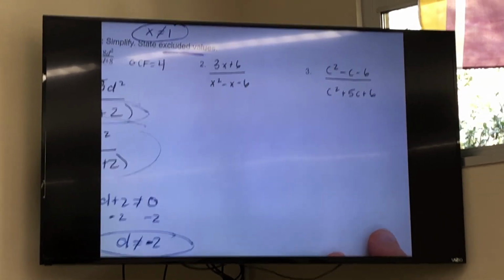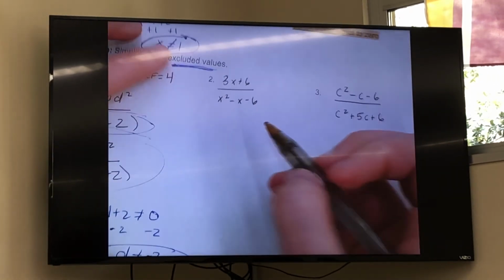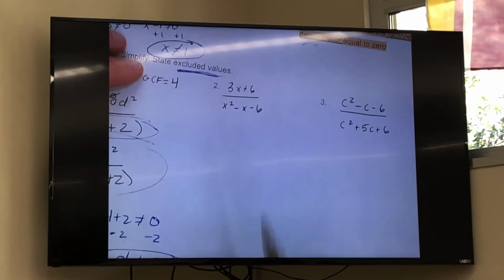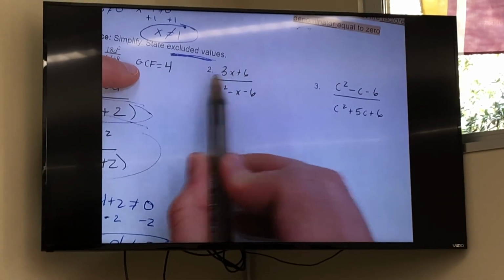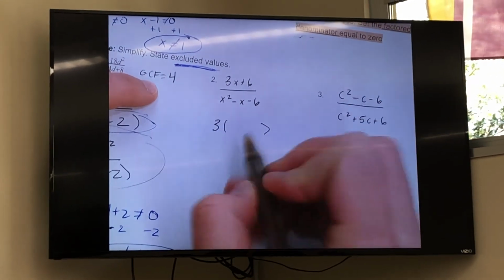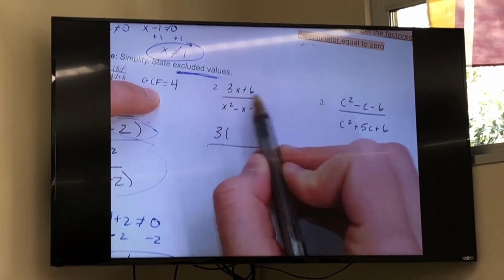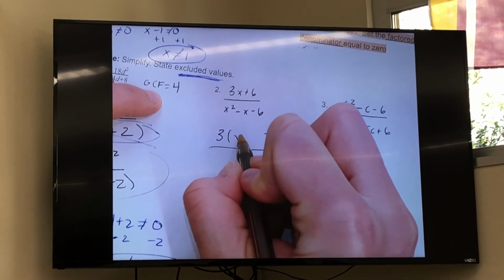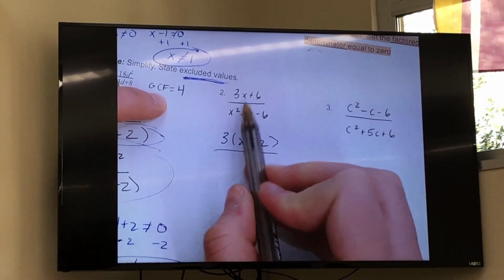Let's see how you guys did on these. These ones you can see will be a little bit different because we have 3 terms. So looking at the top, I see that I can take out a GCF of 3 because 3 can go into both of those, and then I would be left with just an x and a plus 2 if I take a 3 out.